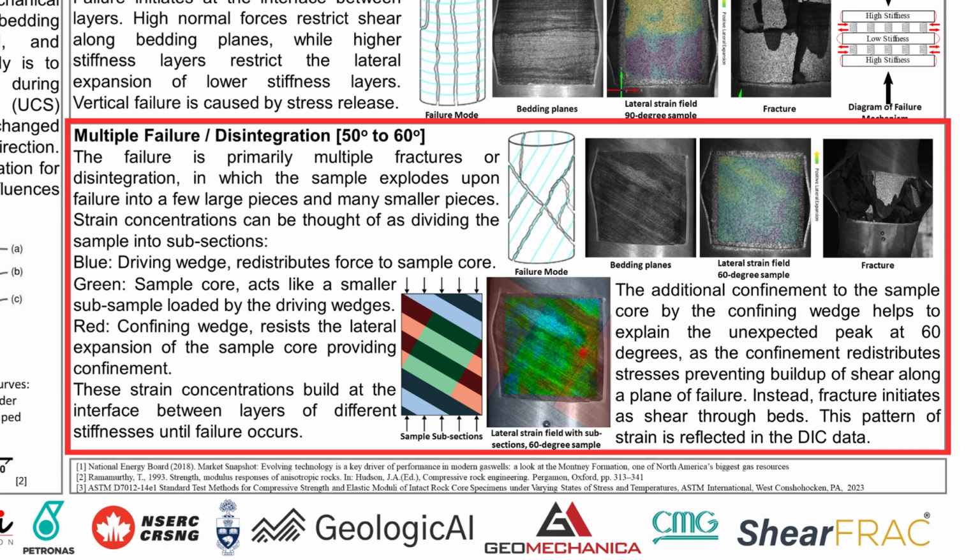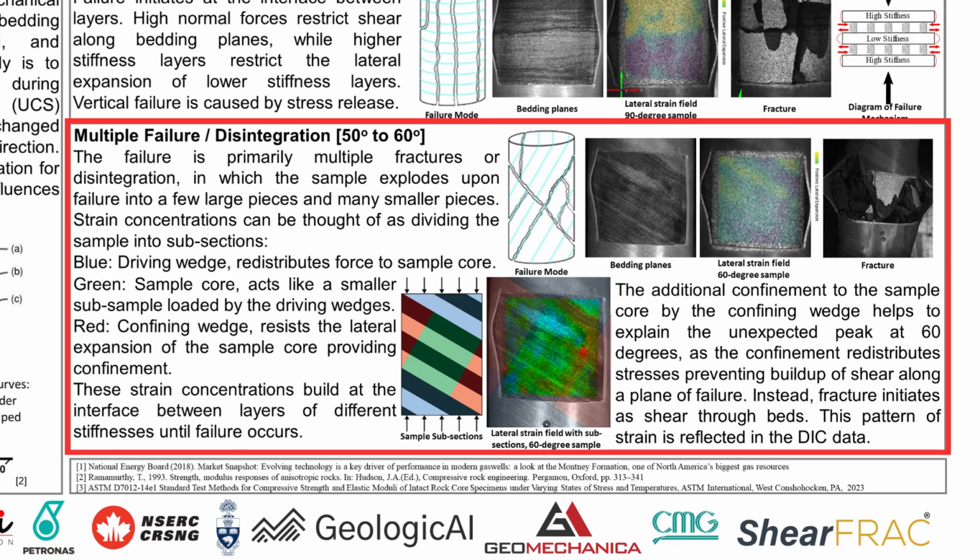In the diagram shown in the center, blue depicts the driving wedge, which extends from the top left of the sample, following along the bedding planes towards the edge of the sample. The driving wedge acts to redistribute the applied force as a normal force upon the sample's core, as well as a shear force along this bedding plane interface. Green depicts the sample's core, which acts like a smaller subsample which is loaded by the driving wedges and confined by, as shown in red, the confining wedges.